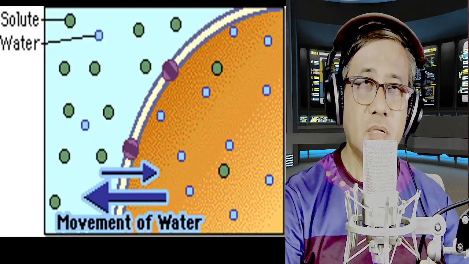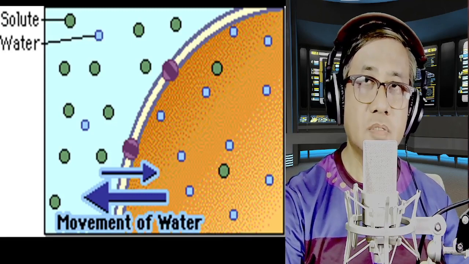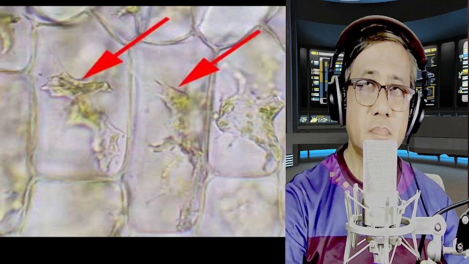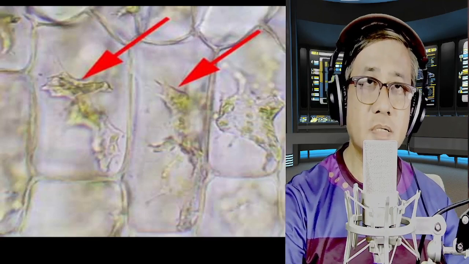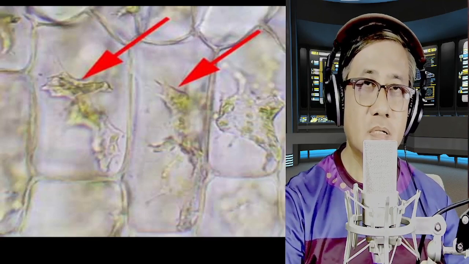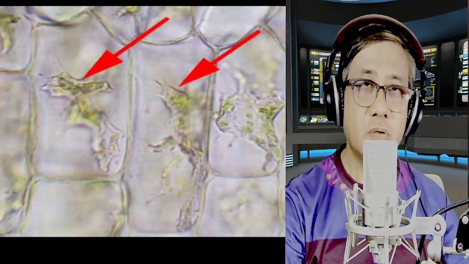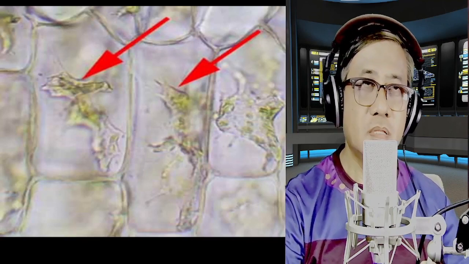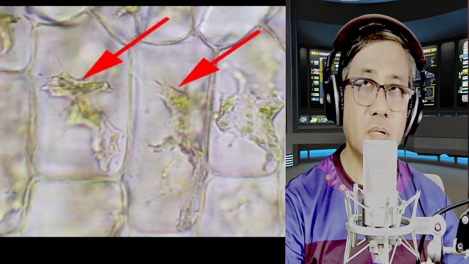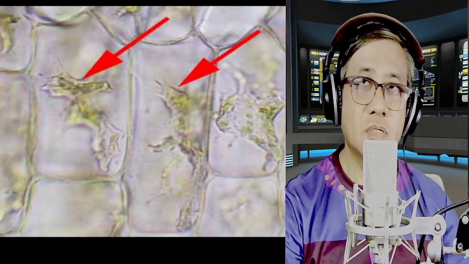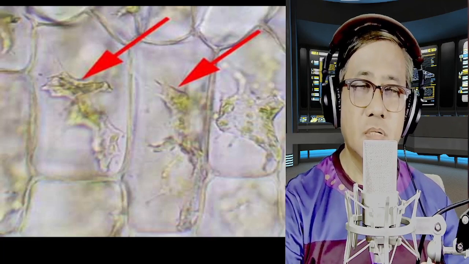Alright, and eventually the cell will plasmolyze, or what we call cellular shrinking, plasmolysis. But again, for the plant cell, since the plant cell is surrounded by a cell wall, the vacuole simply collapses. Alright, and the cell or the plant becomes flaccid. Turgor pressure is lost, so the cell becomes flaccid.